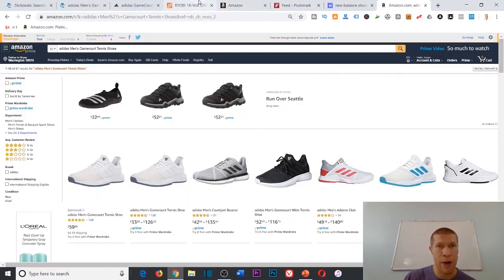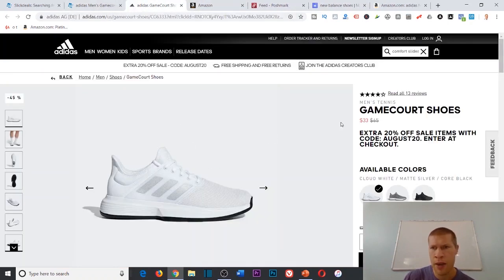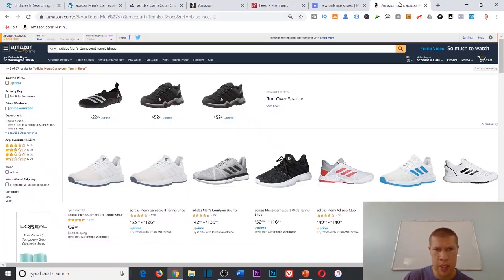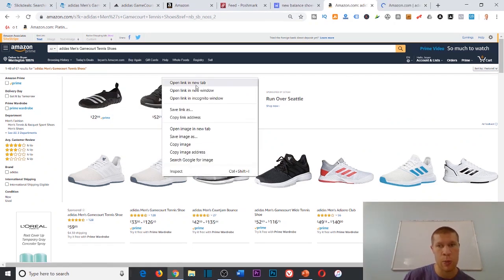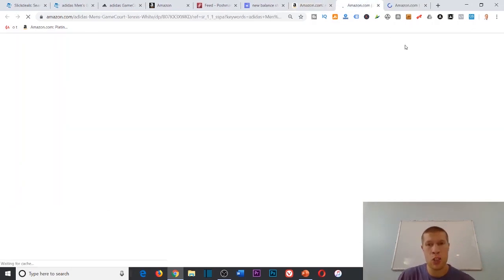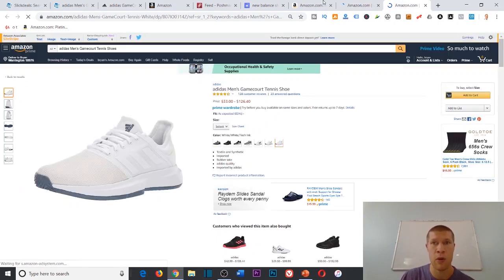So let's see if we can find these really fast on Amazon to see if they're a good buy. Let's X out of that. So we have the Game Court shoes right here. Let's see if we can find them. Are these the Game Court tennis shoes? It looks like they are, although this is a different listing and these look like the same, so let's pull up both of them. Now, these duplicate listings can sometimes lead you astray, so you've got to be careful.